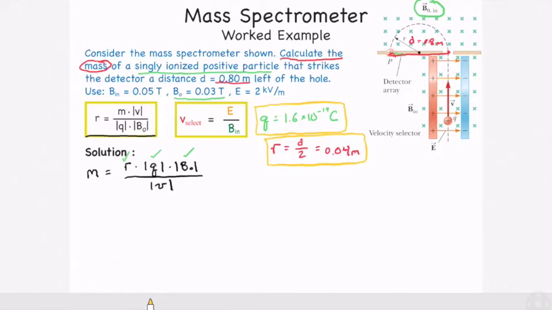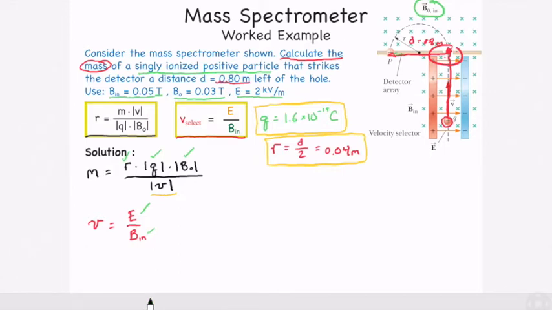So the only thing that we do not know is the velocity. But we do have an equation that tells us the velocity of the particle that will make it through the first portion of the apparatus undeflected, so that it passes through this opening right here. So velocity is equal to E over B in. And we are given the E field, because that is 2 kilovolts per meter, and we're also given the input magnetic field.